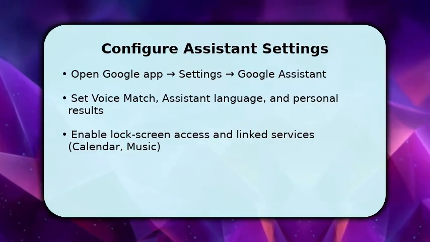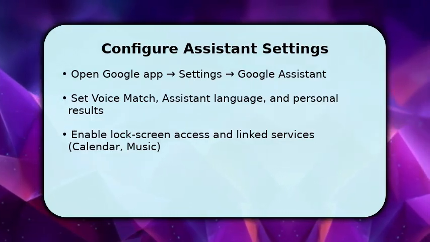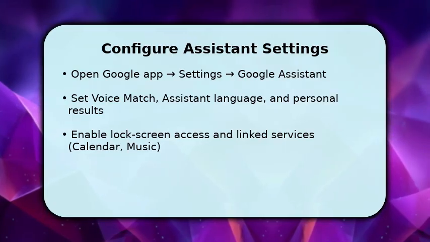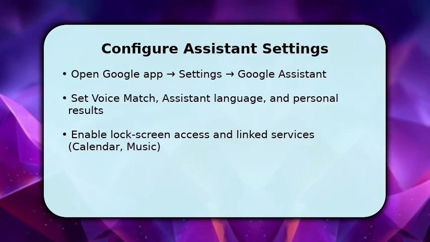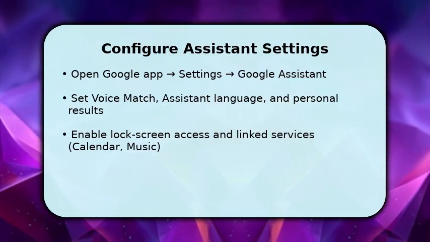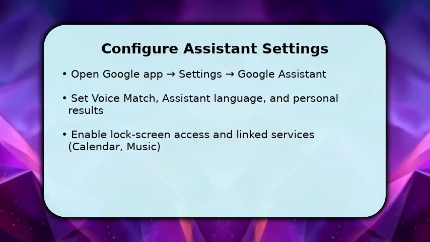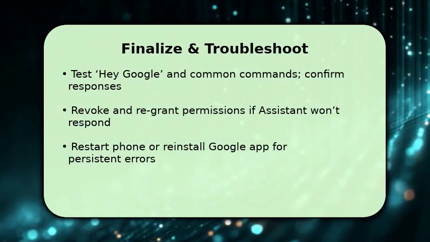Link services like calendar and music so Assistant can act on commands. This middle configuration ties permissions to functions, so actions like calling or playing music work when you ask. Finish by testing core commands.